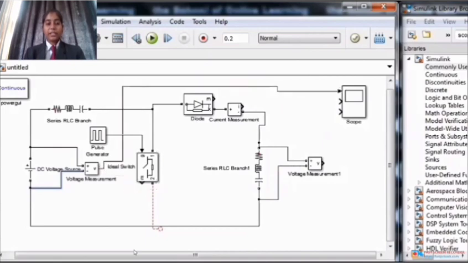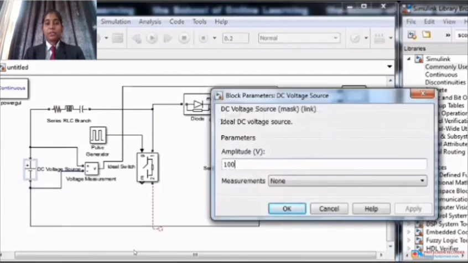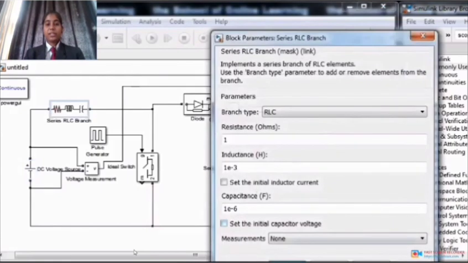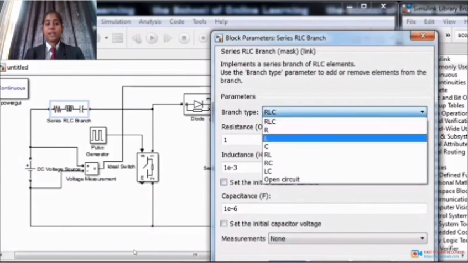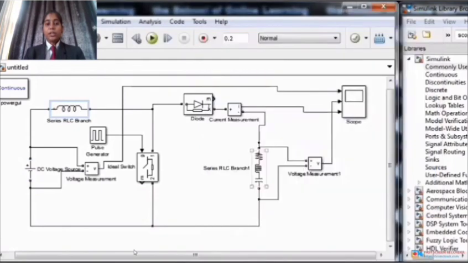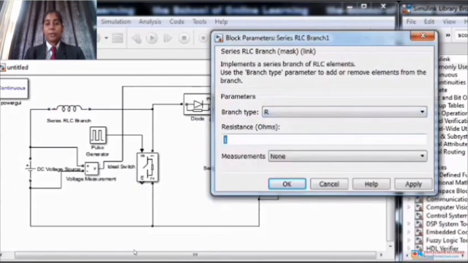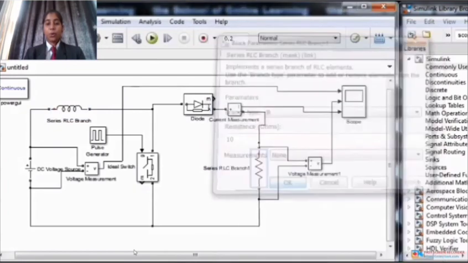Then we have connected the voltage measurement to the first input terminal of the scope, then the current measurement to the second terminal of the scope, then the voltage measurement again to the third terminal of the scope. Hereafter, we have adjusted the value of the DC voltage source to 10 volts. Then we have adjusted the series RLC branch. We have converted the series RLC branch into an L branch. Then again, we have adjusted the value of the series RLC branch and converted it into an R branch. We have given the resistance as 10 ohms.